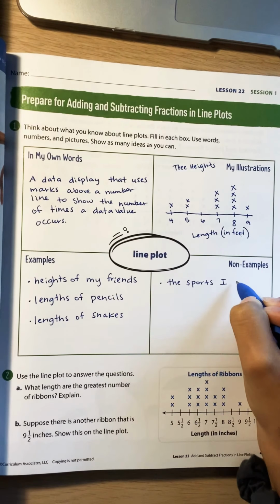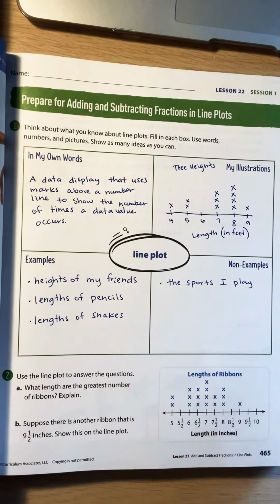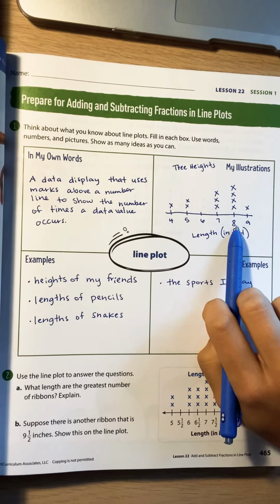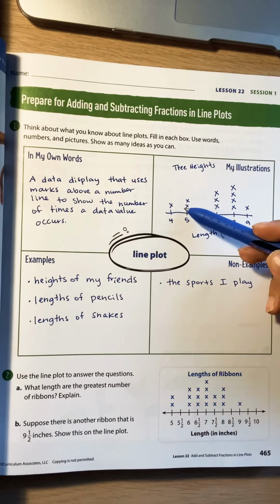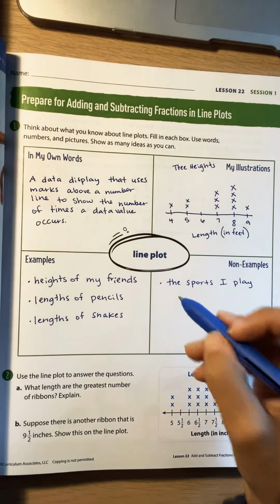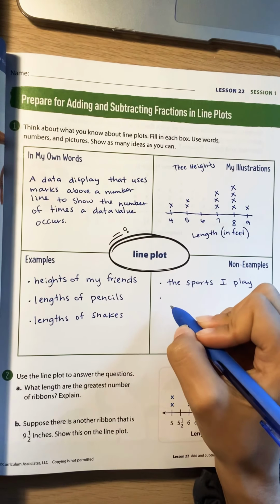A line plot would not be a good way to show that data. Okay, I could make a list of the sports I could play, but not a line plot of it, right? That'd be weird. It'd be like football, track, softball, baseball, basketball, volleyball. It's like just one X above, like it doesn't make sense, right? You can't do that. How about the number of friends I have?